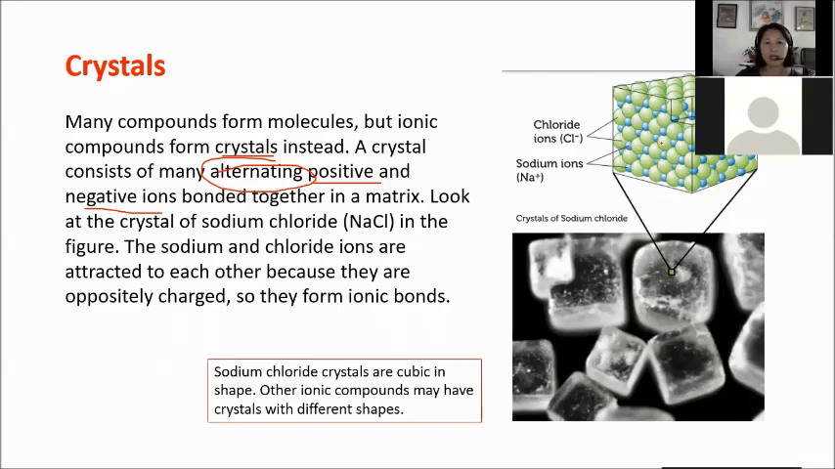The sodium and chloride ions are attracted to each other because they are oppositely charged, so they form an ionic bond. And sodium chloride crystals are cubic in shape. When it is cubic, it has 6 faces. That's why if you look at salt, it is a cube. Other ionic compounds may have crystals with different shapes. Not all ionic compounds form cubic crystals.